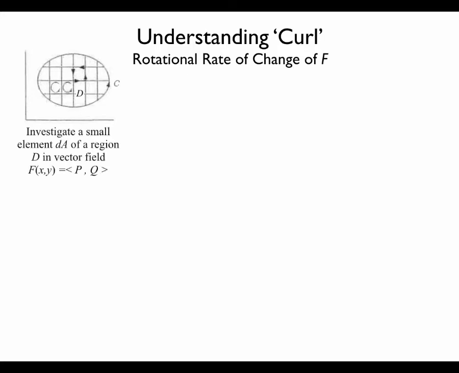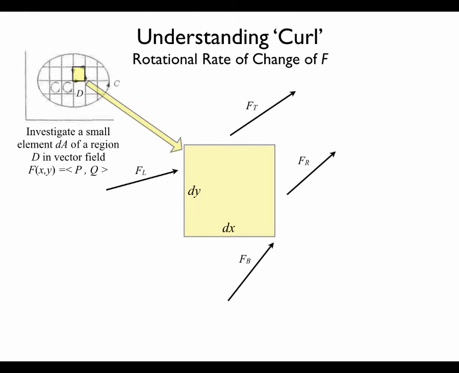So what we're going to do is investigate a small element of a region in a vector field. And our vector field is PQ, right? So I'm in a two-dimensional vector field, PQ. I'm going to focus on that little yellow rectangle. We call that dA. It's a little chunk of a region. So let's blow that up. And so dA is comprised of a change in x and a change in y. And it's in the vector field.